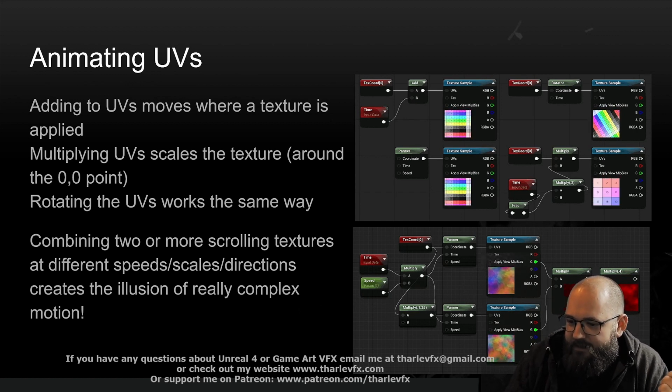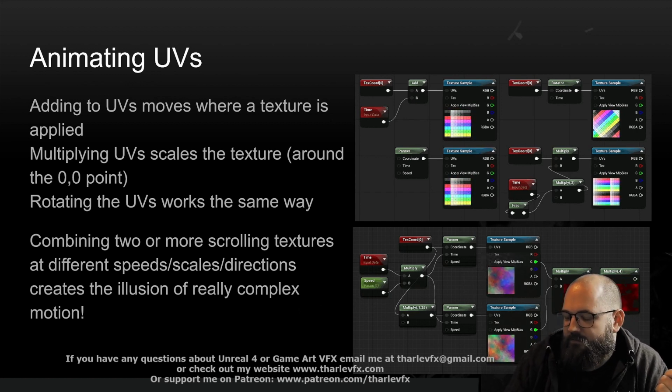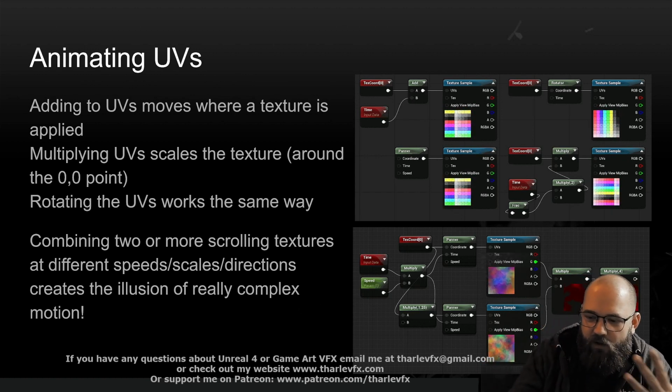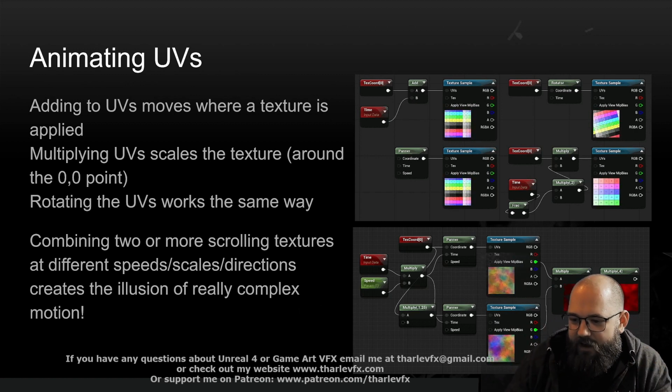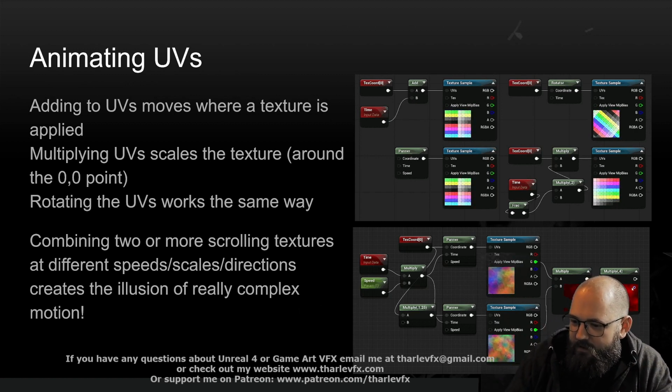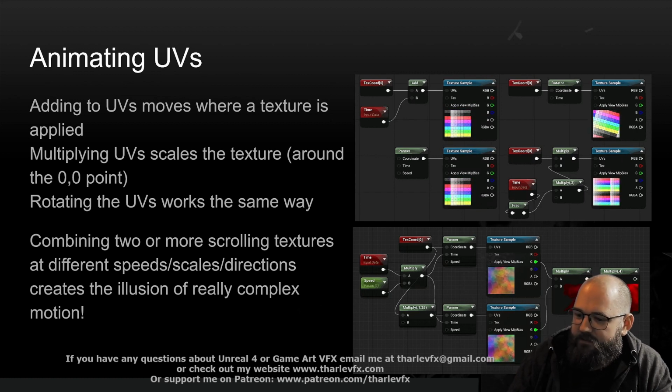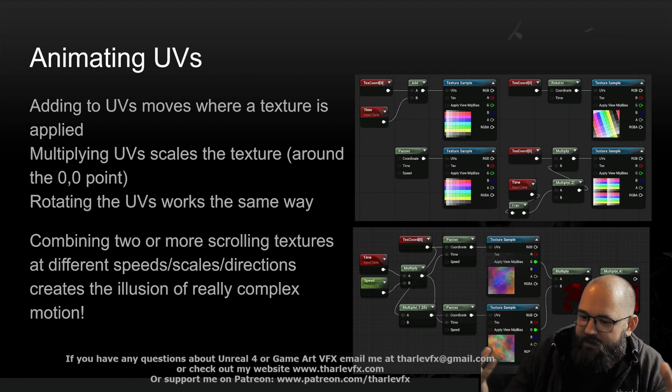So the complexity of what's happening here in this final node is really quite high. Every pixel's changing quite a lot and dynamically per frame, and we're getting the illusion of really complex motion here, but actually all it is is two static textures multiplied against each other and moving in different directions.